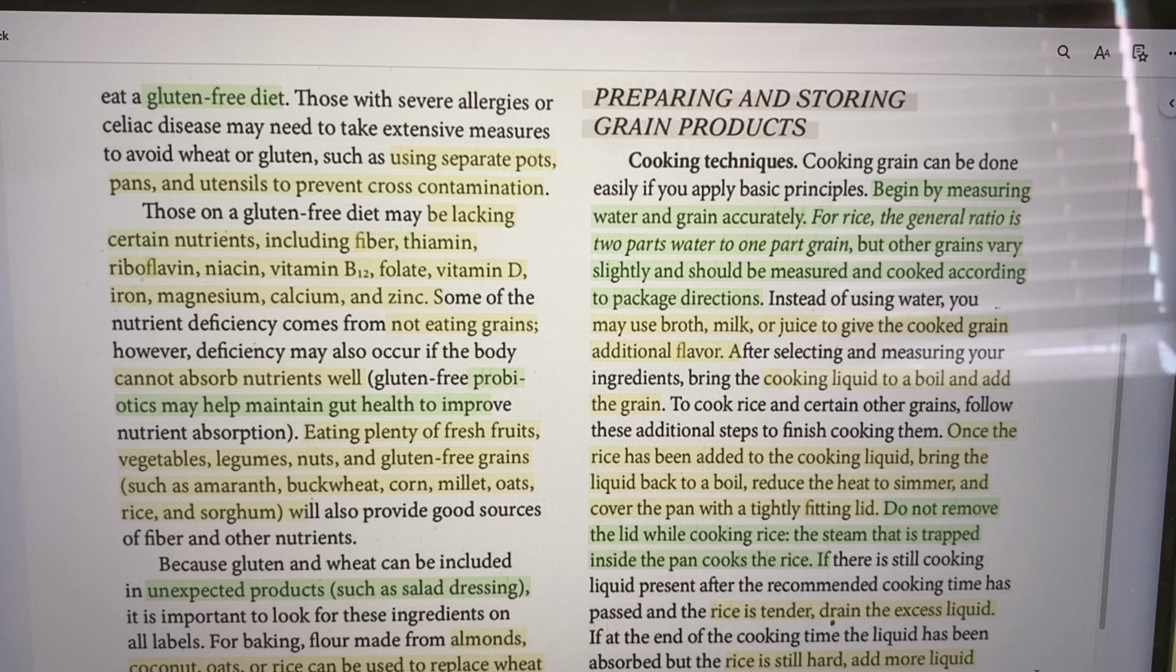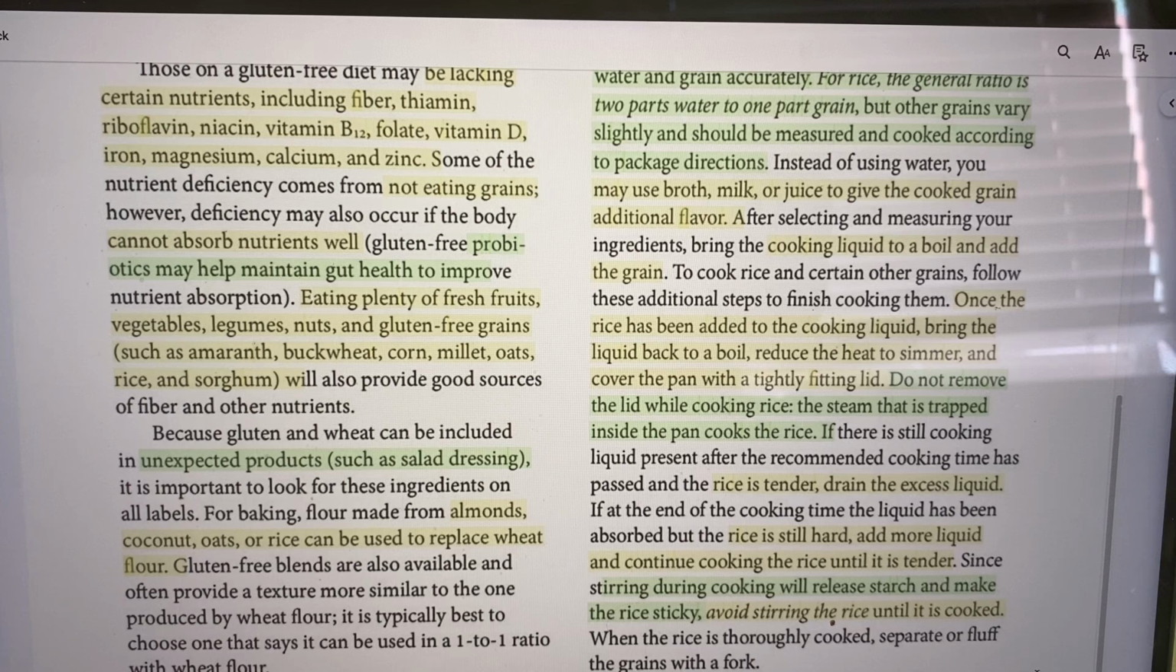So they need to eat plenty of fresh fruits, vegetables, legumes, nuts, gluten-free grains such as amaranth, buckwheat, corn, millet, oats, rice, and sorghum. So there's a lot of things they need to eat instead of eating wheat grains. Because gluten and wheat can be included in unexpected products, they have to look in products such as salad dressing to see if there is any gluten in. So gluten isn't just in breads and grains, but it can be in other things.